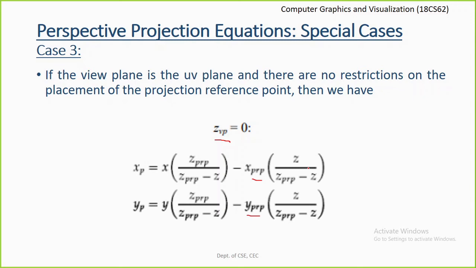Case 3, the value of ZVP will be equal to 0. When will the value of ZVP be equal to 0? If the view plane is on the UV plane, or if it is along the UV plane. In that case, we need to rewrite the equation substituting the value for ZVP equals 0, that is case 3.